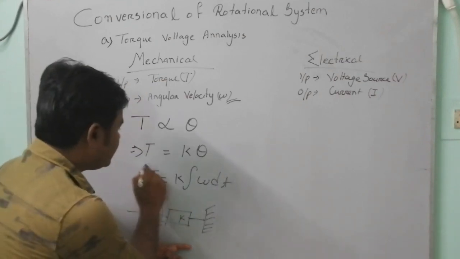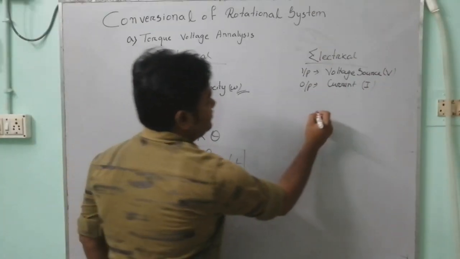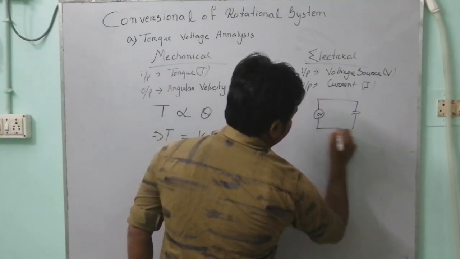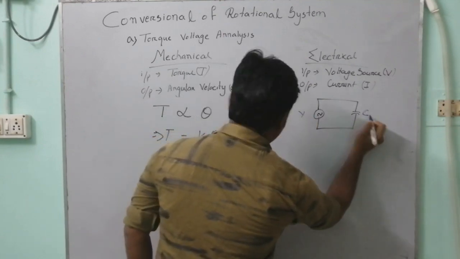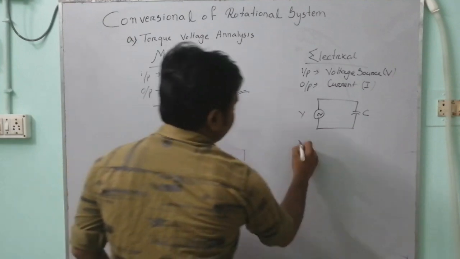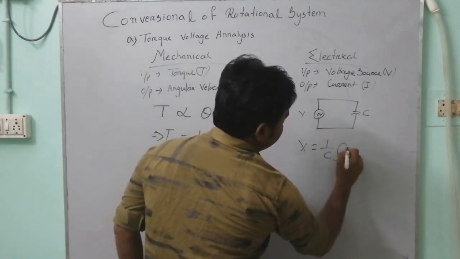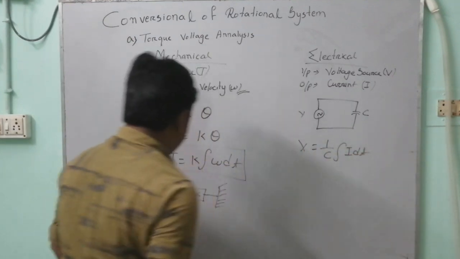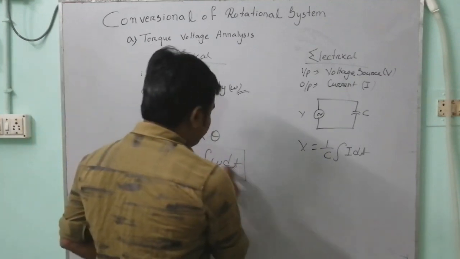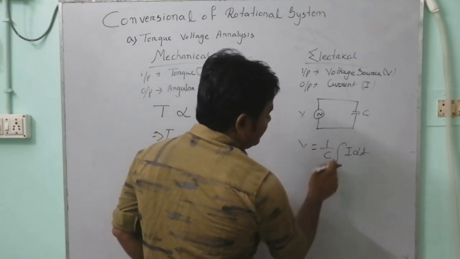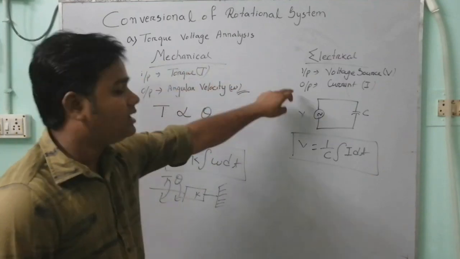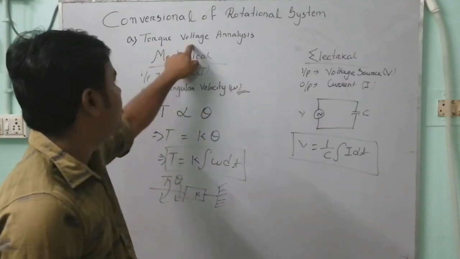If this is converted into an electrical circuit, the input is the voltage source and the output side has a capacitor connected, with voltage V and capacitance C. We know that V is equal to 1 by C integration of I dt. Here the equation was P is equal to K into integration of omega dt, and here V is equal to 1 by C integration of I dt. This is the conversion of a mechanical system to an electrical system in torque voltage analysis.